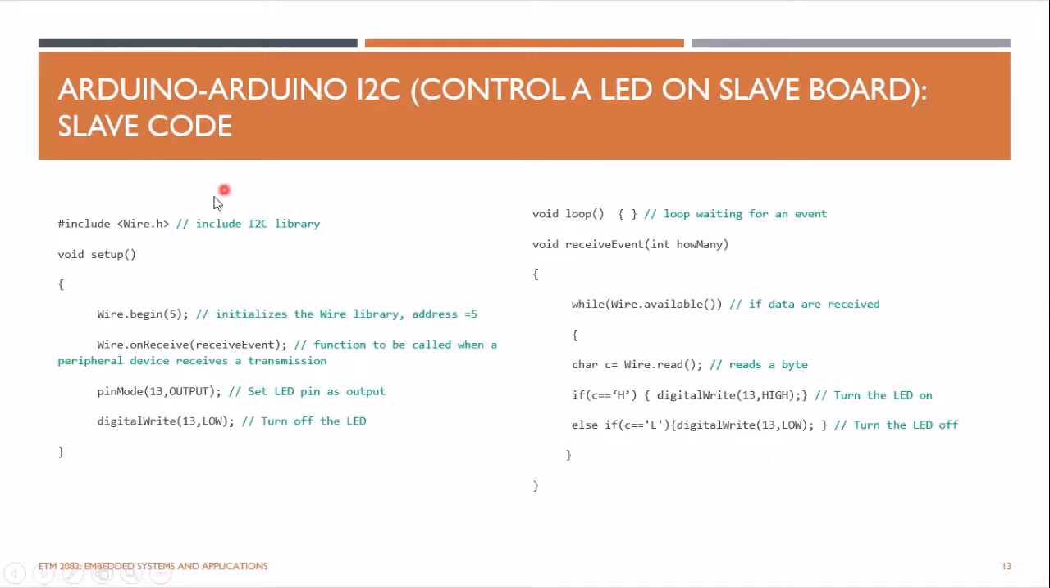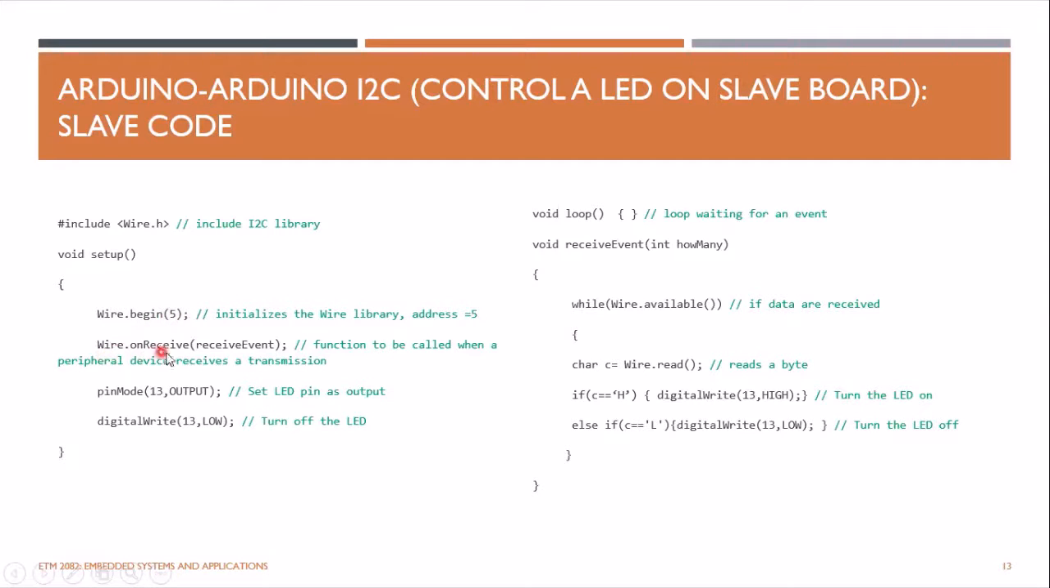This is that slave code. Now I don't need any serial communication because I'm just receiving and sending the data. So I have to include the wire.h, no serial port, and Wire.begin with initialization of address 5. The slave needs to assign its unique address, which is address 5.